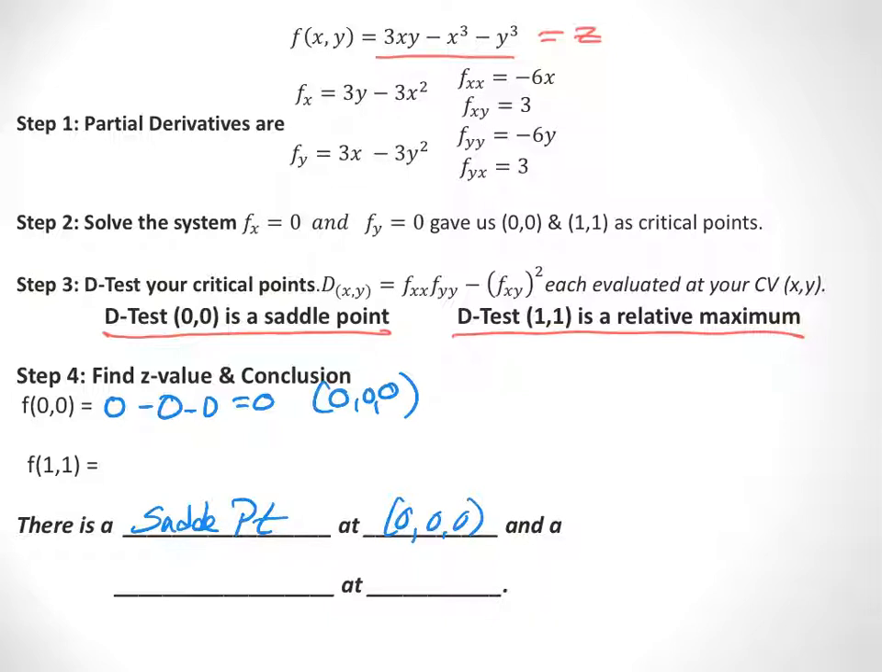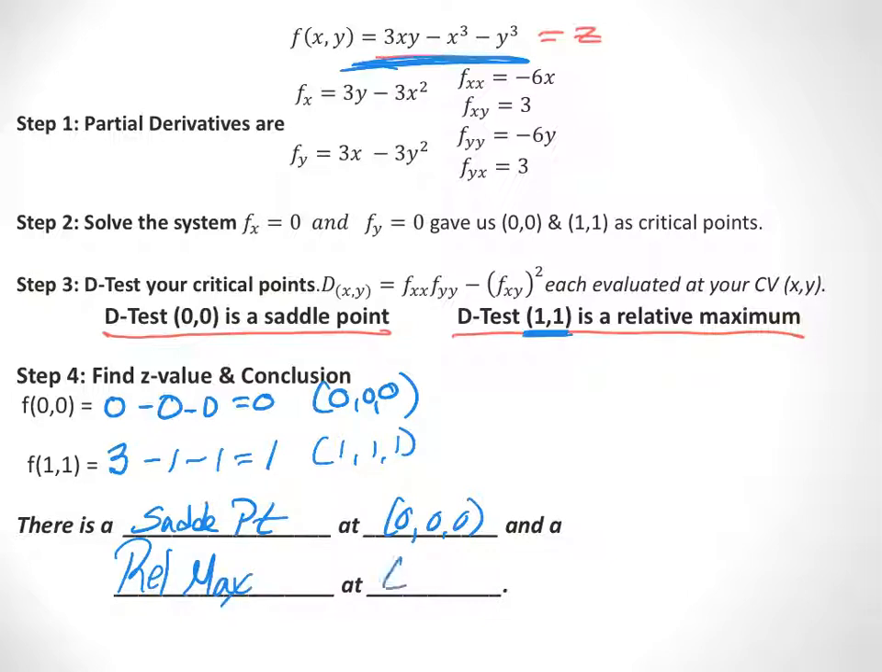Now what happens at (1, 1)? We're going to substitute it back up into this original equation again. 3 times 1 times 1 is 3. Minus 1 cubed is 1. Minus 1 cubed is 1. So we have 3 minus 2, which is 1. We were just testing that point, we were finding the z value. So that means we also have a relative maximum at (1, 1, 1).